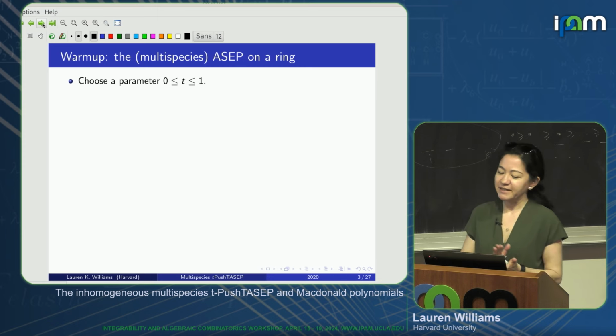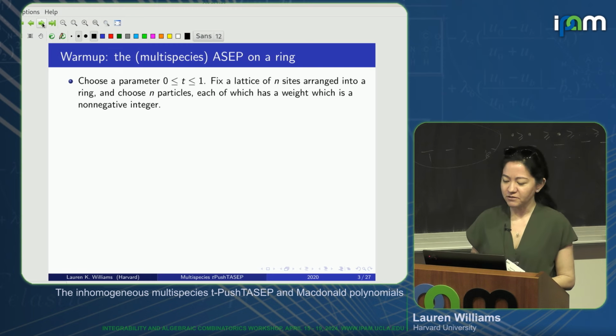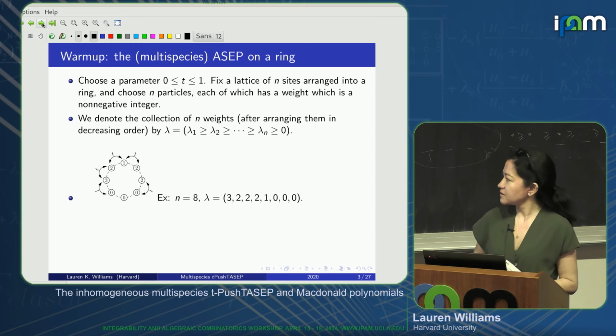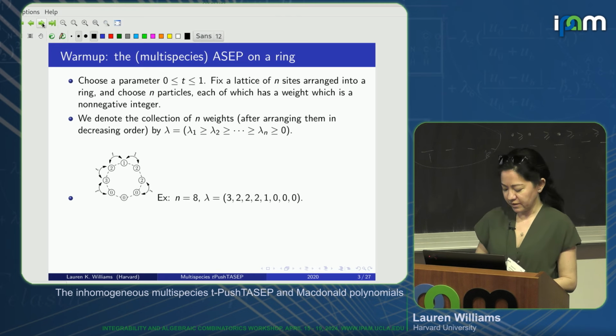Okay, so you guys have already seen multispecies ASEP on a ring, but let me just remind you that in this model, we have n sites arranged in a ring, and we have n particles, each with a non-negative weight. And we take these collections of n non-negative numbers, and we arrange them into a partition, lambda. So this is a configuration of multispecies ASEP, and the particles, when you put them in weakly decreasing order, give rise to the partition 3, 2, 2, 2, 1, 0, 0, 0.